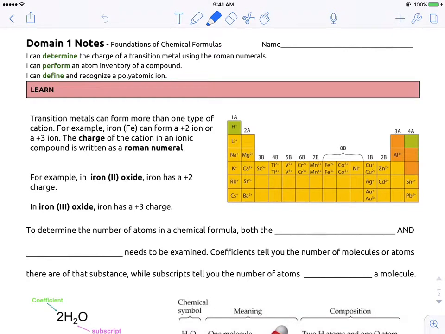In this video I'm going to go over parts of Domain 1, which is the foundations of chemical formulas and how we write them. And first we're going to look at how to determine the charge of a transition metal using Roman numerals. So transition metals can form more than one type of cation. So for example, iron, which is Fe, can form a positive 2 ion or a positive 3 ion. And so the way we can tell the difference when we write it is that the charge of the cation in an ionic compound is written as a Roman numeral.